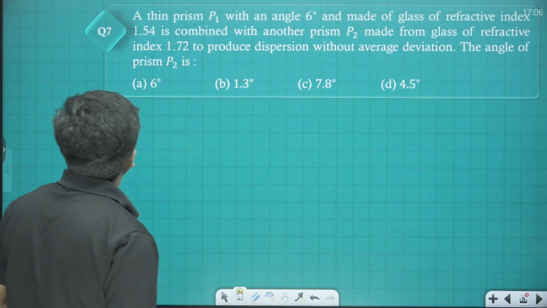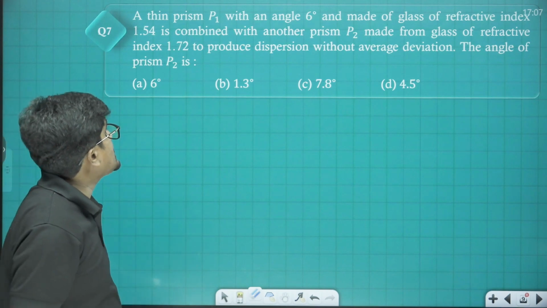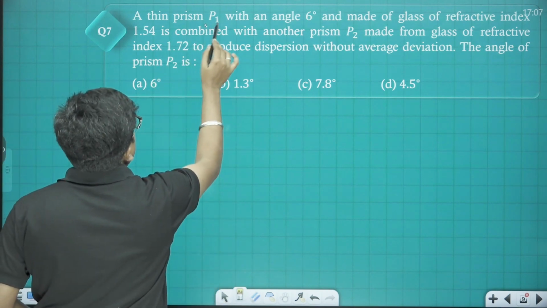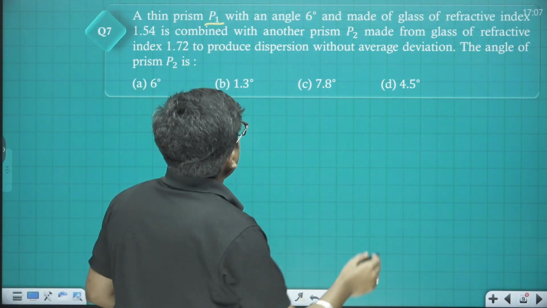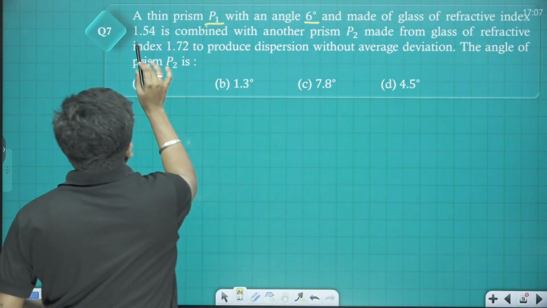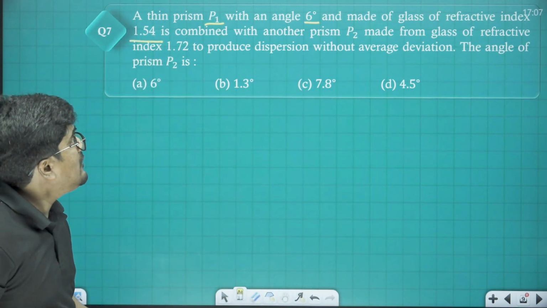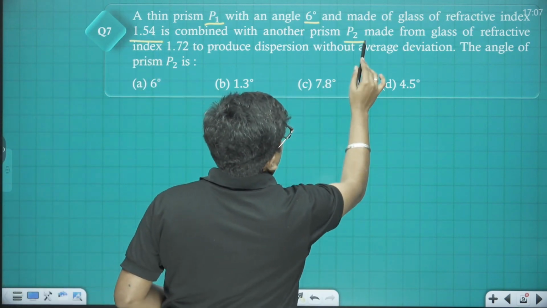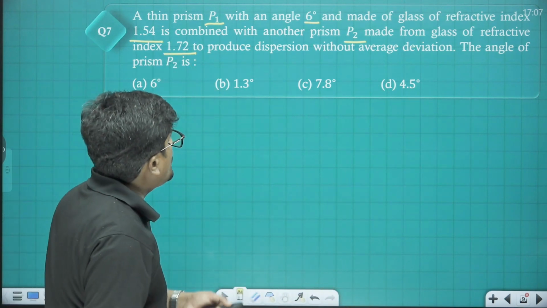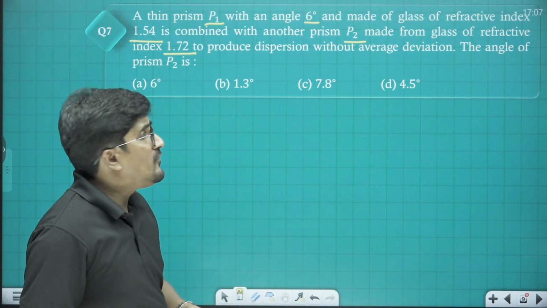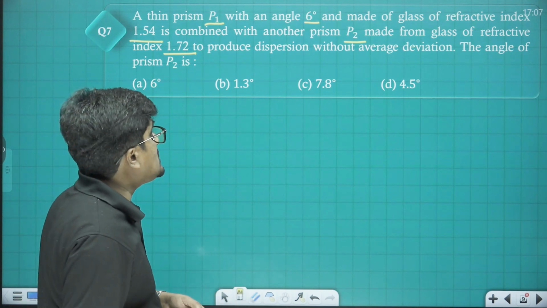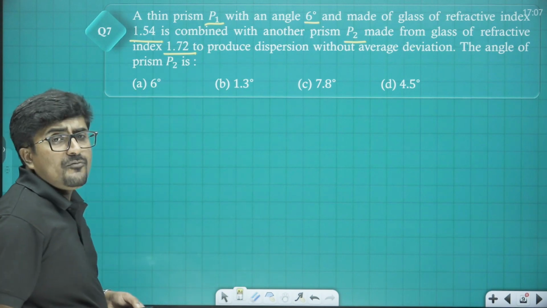All right, moving to the next, that is question number 7. Here comes question number 7. The question says, a thin prism P1 with an angle 6 degree and made of glass of refractive index 1.54 is combined with another prism P2, made of glass of refractive index 1.72, to produce dispersion without average deviation. Then the angle of prism P2 is.